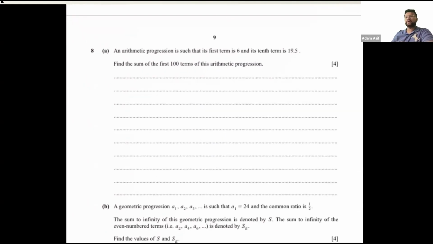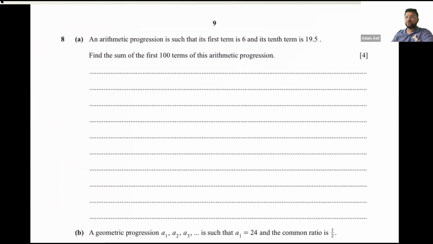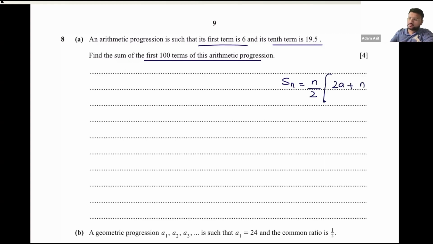Now, question number 8. An arithmetic progression is such that its first term is 6 and the 10th term is 19.5. Find the sum of the first 100 terms of this arithmetic progression. Arithmetic progression में S_n, the sum of the first n terms का क्या formula था? n upon 2, 2a plus (n minus 1) times d. ठीक है? Now they are talking about the first 100 terms. तो n की वैल्यू हो जाएगी 100. a की वैल्यू 6 है.